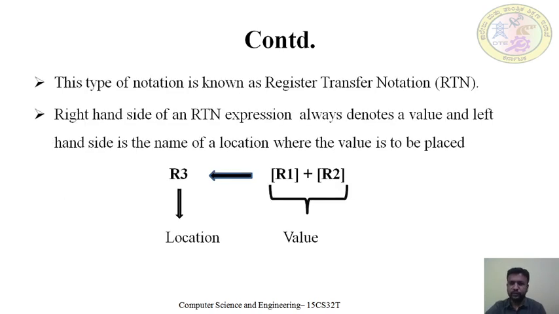So this type of notation we call register transfer notation, in short RTN. The right hand side of an RTN expression always denotes the value. The left hand side is the name of the location where the value is to be placed. As you are seeing in this expression, R3 ← R1 plus R2, the content of R1 plus R2 is on the right hand side of the left arrow, which denotes the value, and the left hand side of the arrow denotes the location where the value needs to be placed.